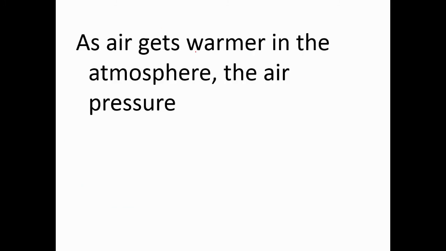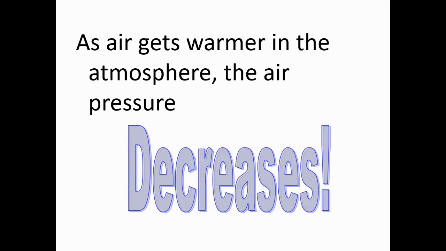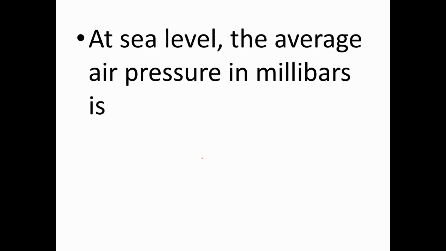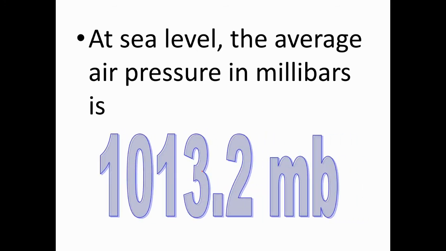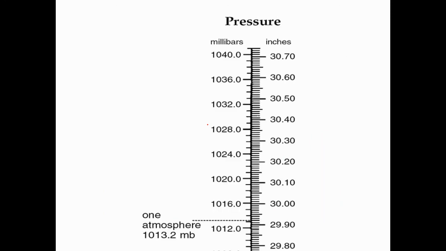The first question is, as air gets warmer in the atmosphere, what happens to the air pressure? As air gets warmer, the air pressure decreases. Remember that the molecules are getting farther apart as it gets warmer. Temperature is a measure of average kinetic energy. As those things are moving apart, air pressure is decreasing. At sea level, the average air pressure in millibars, let's get this right this time, is 1013.2 millibars. That's right in your reference table. You do have to read it. It's also 1 atmosphere. We also said it was 29.92 inches of mercury.